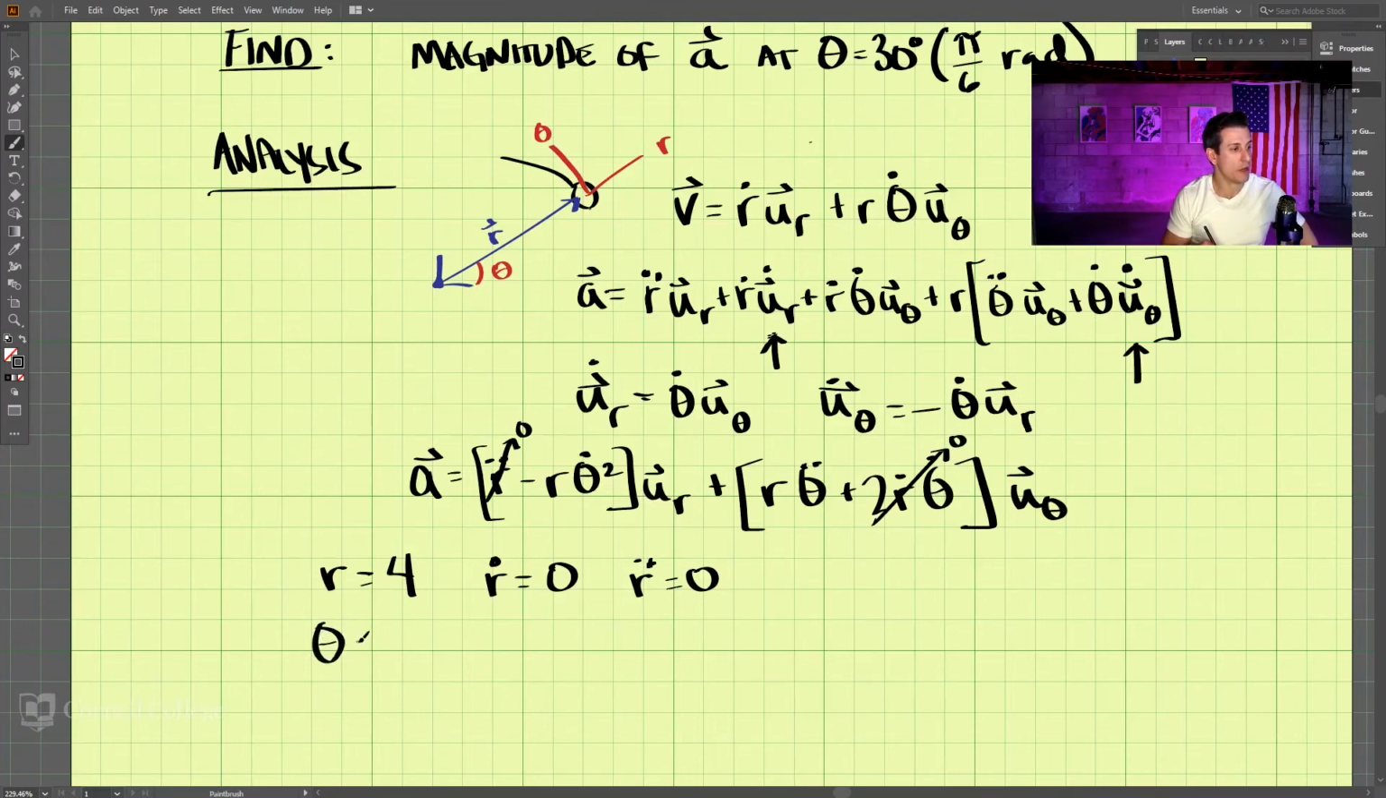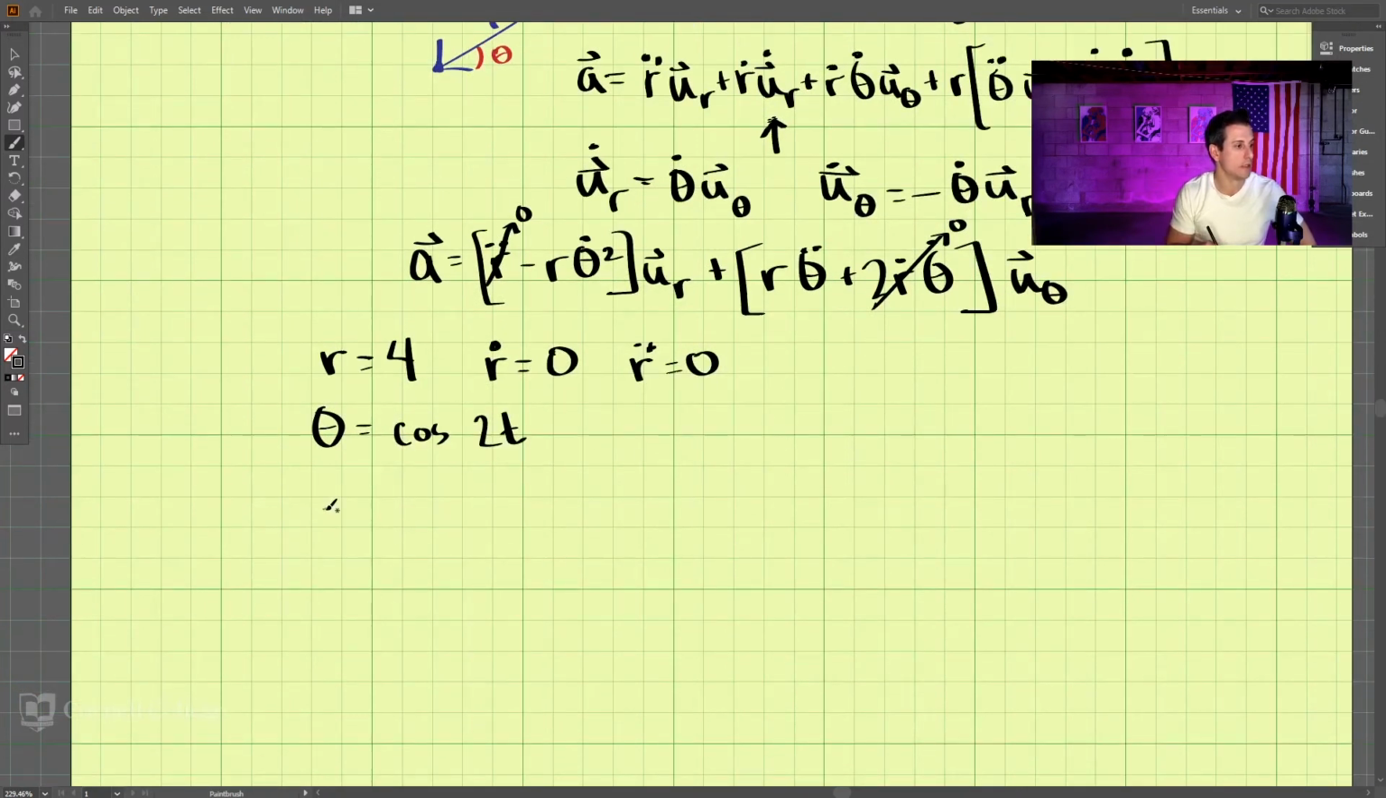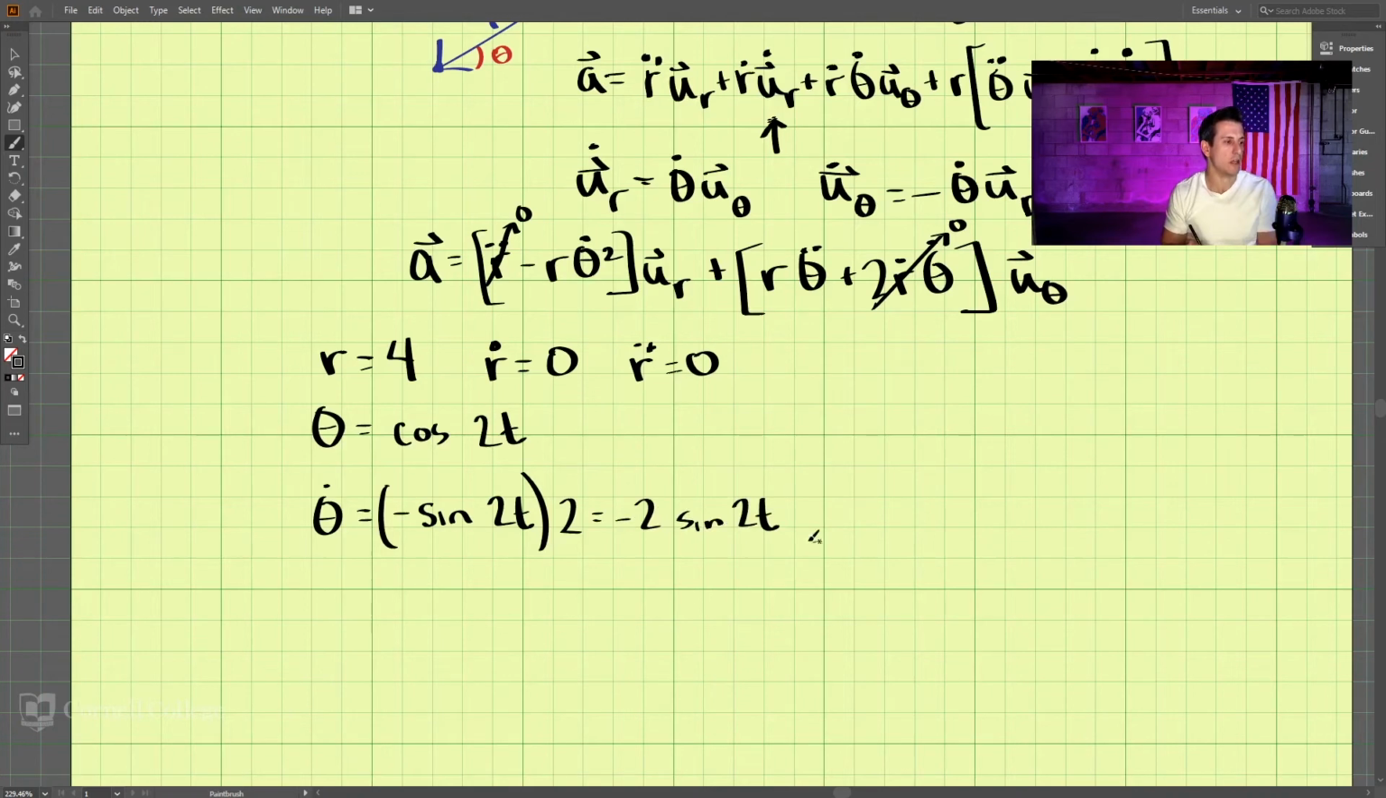All right. Now let's look at how we get theta dot and theta double dot. Well, we know theta is the cosine of 2t. And if we take the derivative of that, we have theta dot is equal to negative sine 2t. And then we need to make sure we're taking the derivative of the inside there, times 2. So this comes out to be negative 2 sine 2t.